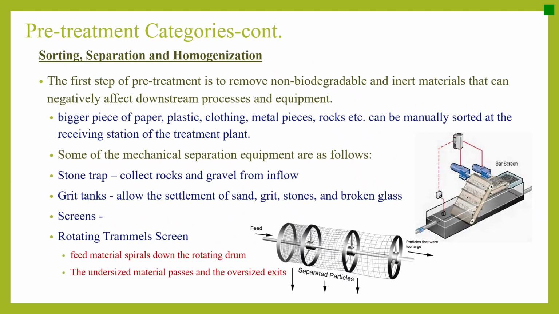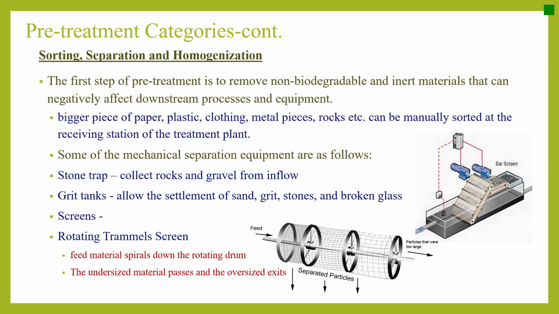Let's look at the pretreatment that provides sorting, separation, and homogenization. So the first step of pretreatment is to remove non-biodegradable and inert material that can negatively affect downstream processes and equipment, like bigger pieces of paper, plastic, clothing, metal pieces, rocks, etc. And they can be manually sorted at the receiving station of the treatment plant. And some mechanical separation equipment are also available. They provide this job, such as stone trap. They collect rocks and gravel from inflow.